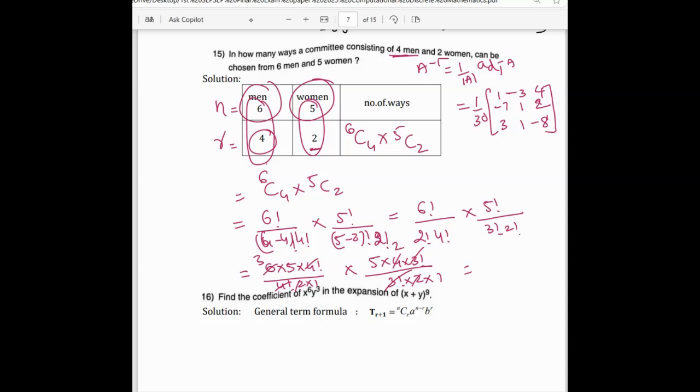So it will become 3 into 5 is 15, into 5 into 2 is 10. So the answer will be 150. So how many ways can we form the committee? We can form the committee in 150 ways.